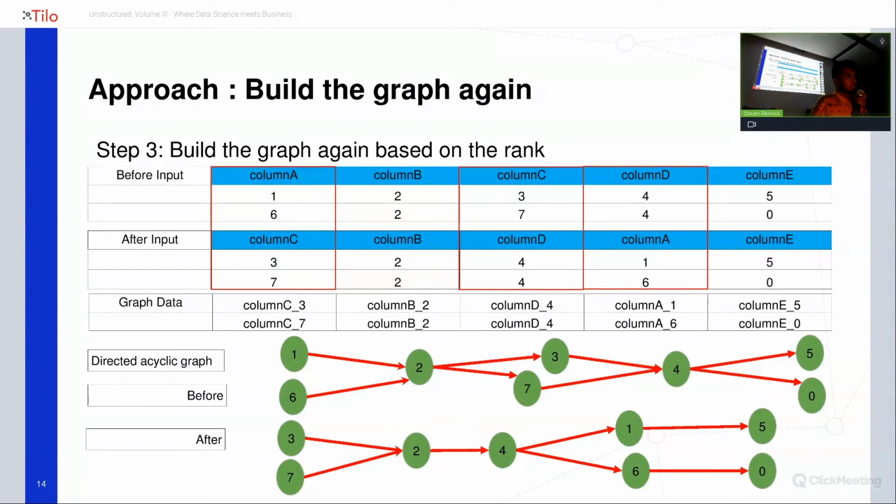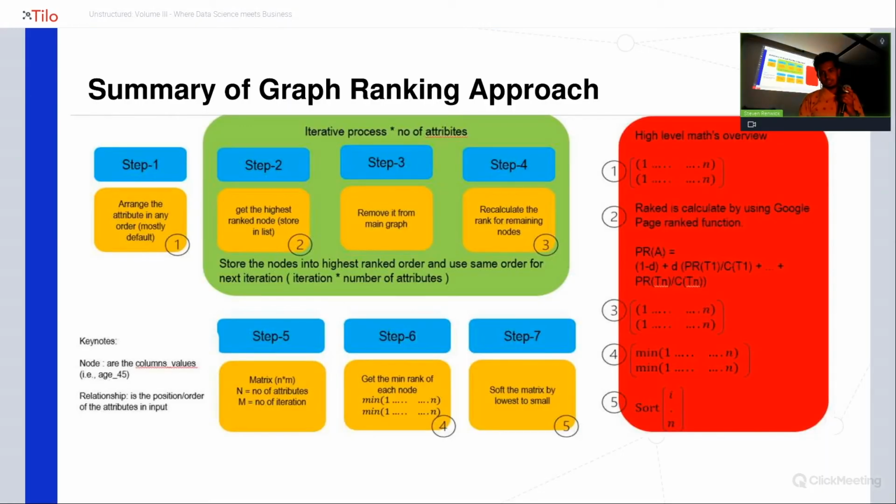Now we redo the same thing again and see who's next. That is how we are iterating this process. In this case, we are doing it 5 times because we have 5 columns, and every time the graph changes. In a nutshell, this is how the entire system goes through the loop. This part I already explained in the previous PPT.